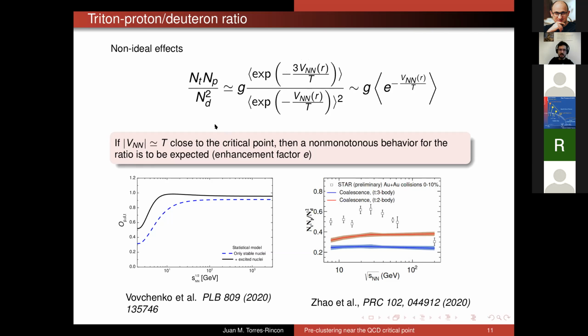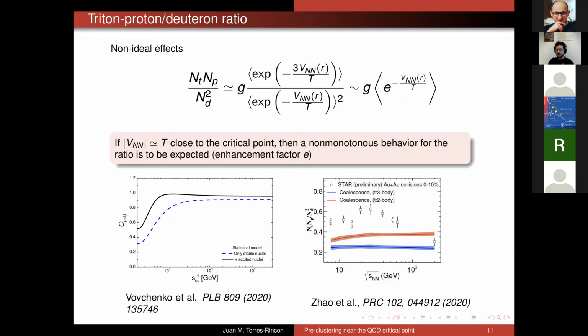Now, what happens? If V is negligible with respect to T, you get ideal gas expectations. If this potential is of the same order as the temperature, because you are close to the critical area, then you expect a non-monotonic behavior of this factor. You expect that this factor is 1 away from the critical point, at either small or large energies. As you approach the critical point, this factor will increase, perhaps by a factor e. If potential and temperature are of the same order, there is a factor of 2 or 3 enhancement of this ratio close to the critical point.